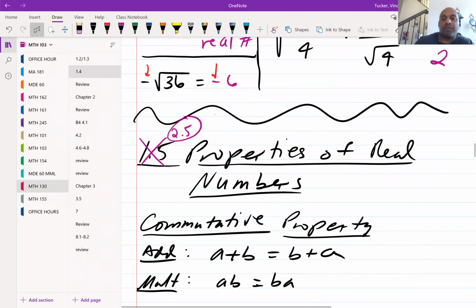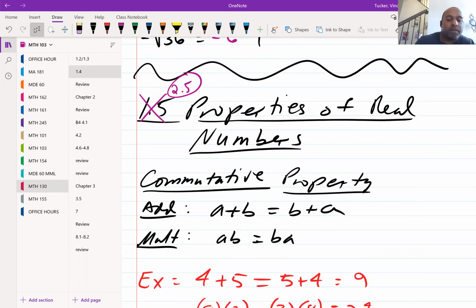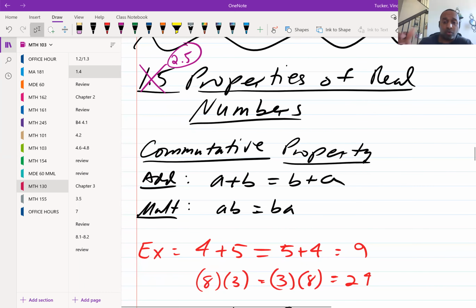All right, so let's look at a few properties. If I'm not mistaken, yep, this is the last section out of chapter 2. So properties of real numbers. I alluded to the commutative property earlier when we were talking about multiplication. All it's saying is that when it comes to addition and multiplication, A plus B is equal to B plus A, or A times B is equal to B times A. In other words, it doesn't matter what order you add or multiply them in, you still get the same result. So 4 plus 5 and 5 plus 4 give you 9. 8 times 3, 3 times 8 still gives you 24.